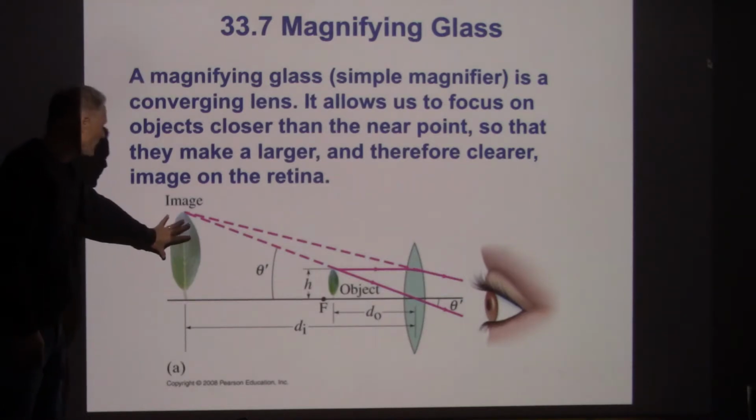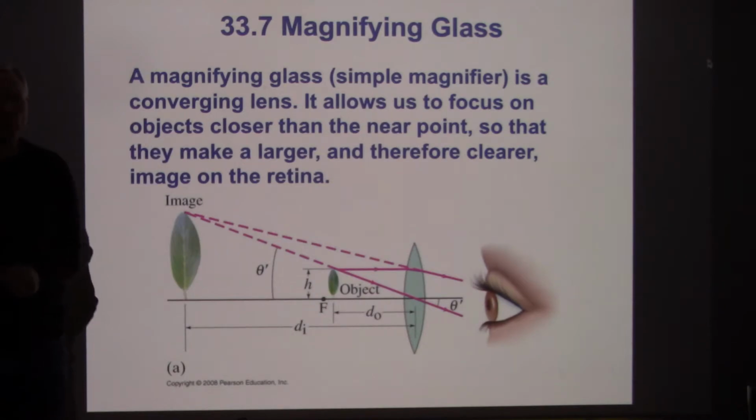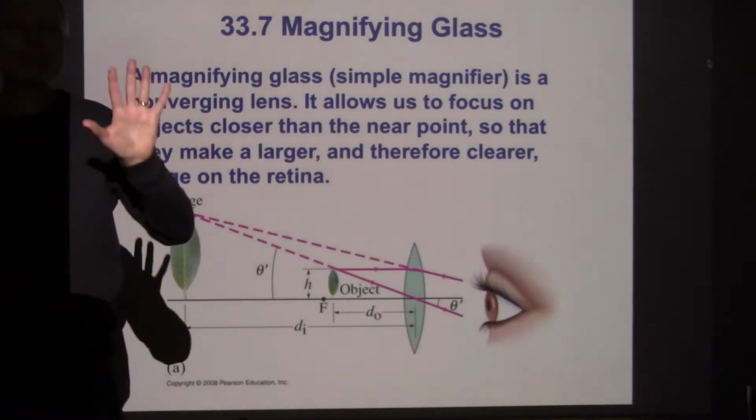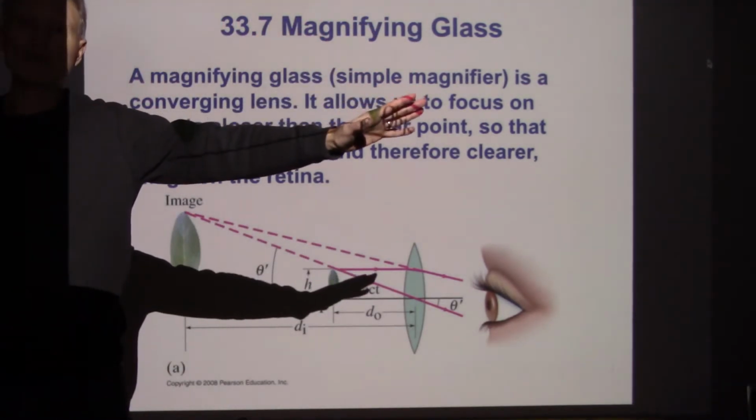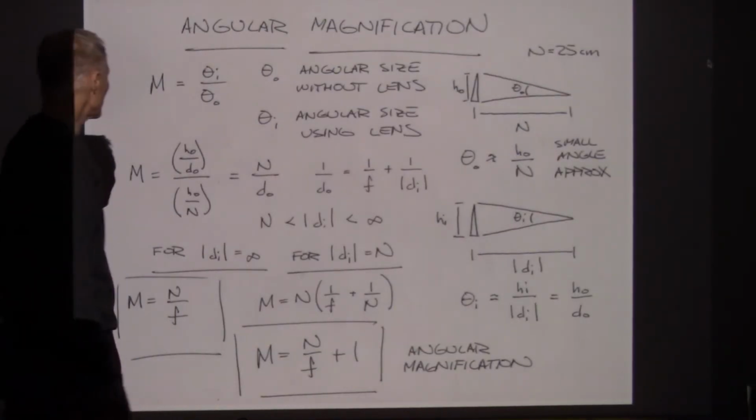So if the image comes in as close as 25 centimeters, I'm not going to be able to focus on it. So the image needs to stay at 25 or farther away. And let's see what that range of values allows for.